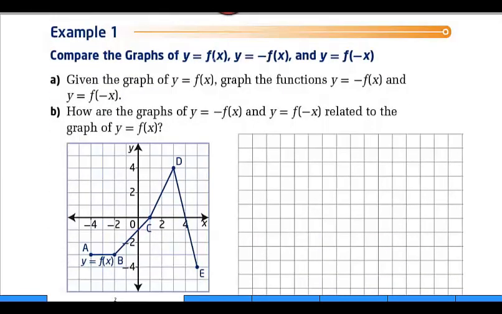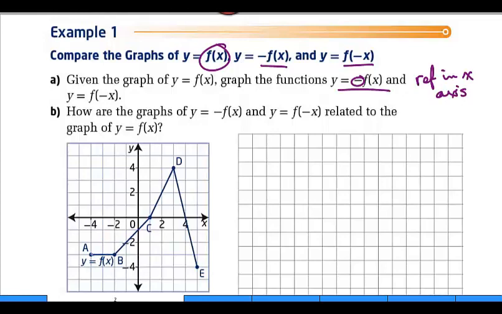So let's take a look at example 1. First, we're going to be given f of x, that's the graph down here in blue, and then we're going to graph y equals negative f of x and y equals f of negative x. So negative f of x is a reflection in the x-axis. We're taking the output and multiplying it by -1. That means whatever the y-coordinate is, we're going to change the sign of that. It's going to be a reflection in the x-axis, as you'll see.